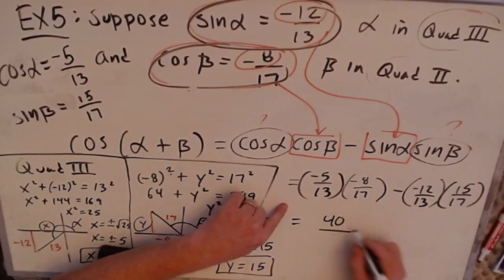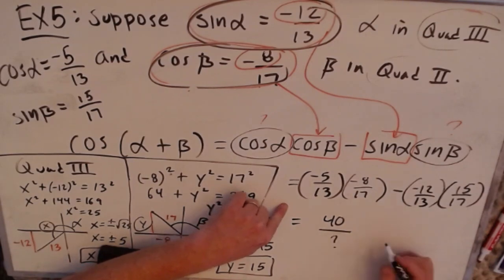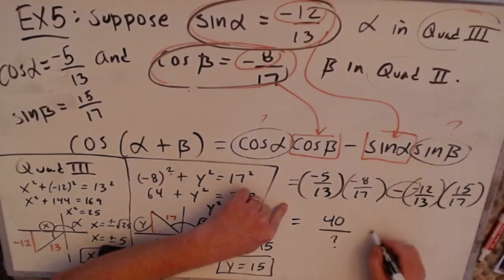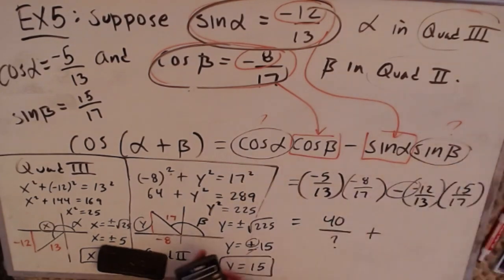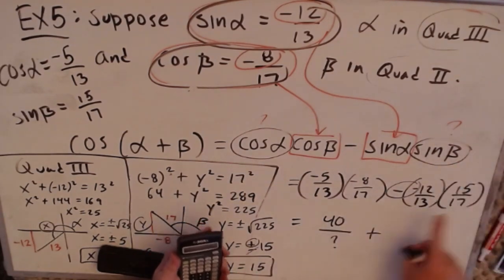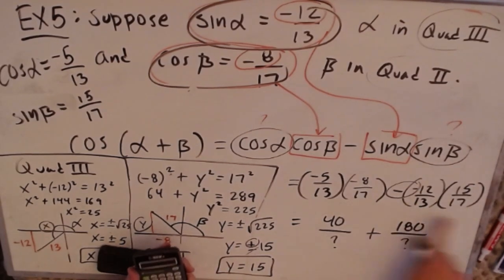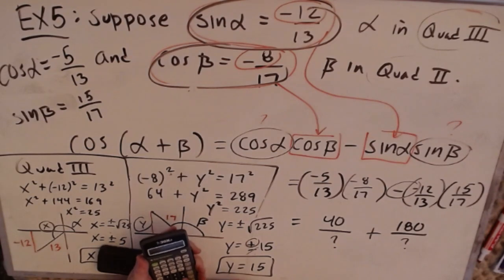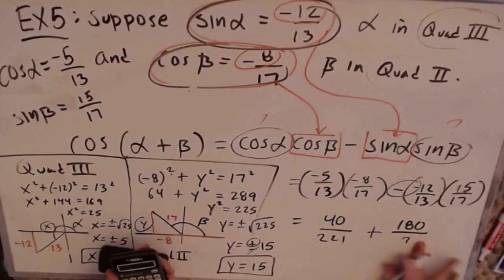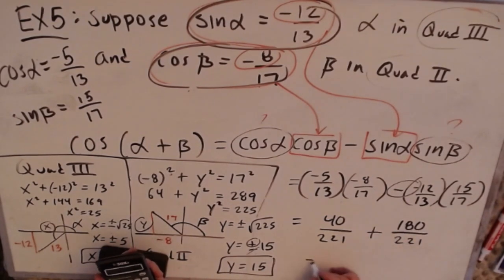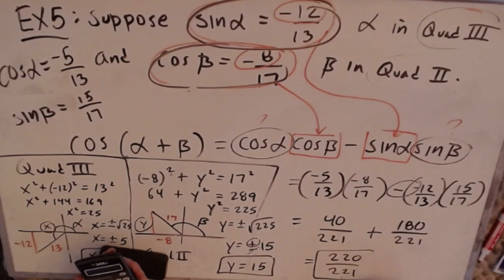So that's going to be 40 over something. Negative, negative is positive. Whatever 12 times 15 is. Oh, we should know that's 180. The denominators are both the same. 13 times 17, 221. So the answer is 220 over 221.